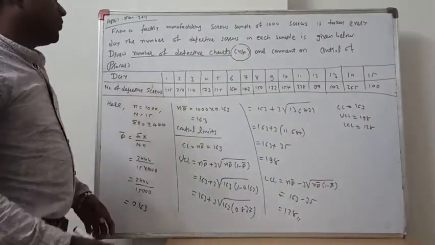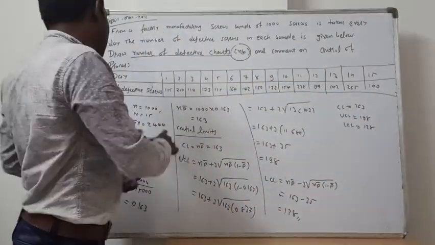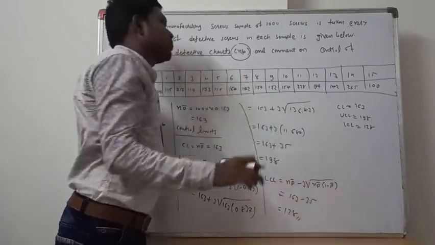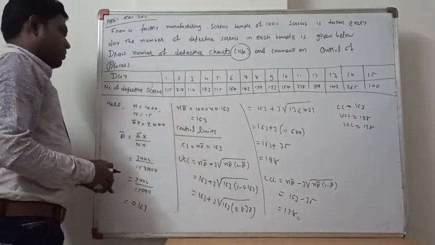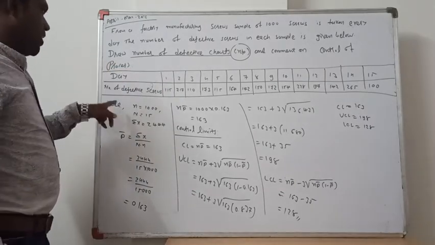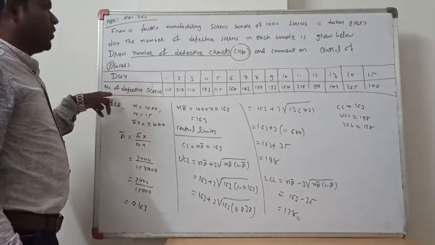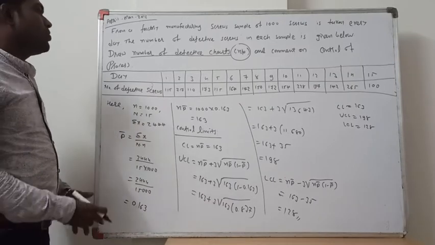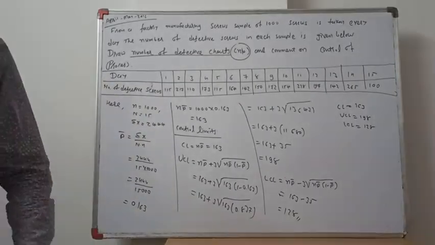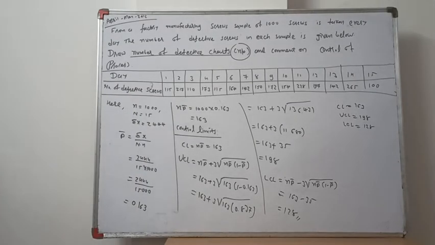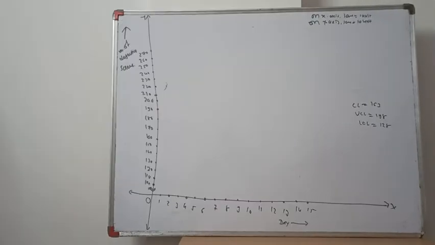For drawing a chart we require these values as well as the number of defective screws, right? Because on the x-axis we have to take day or sample number, and on the y-axis we have to take what? Number of defective screws in the NP chart. Now let me draw the graph. Now we draw the chart.